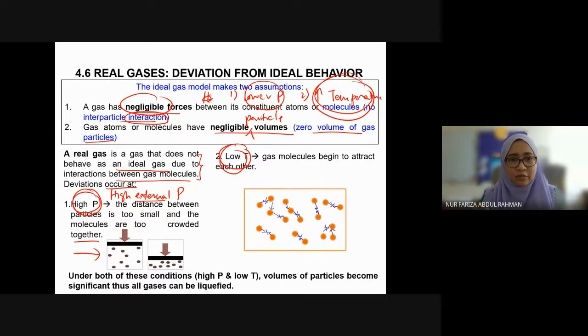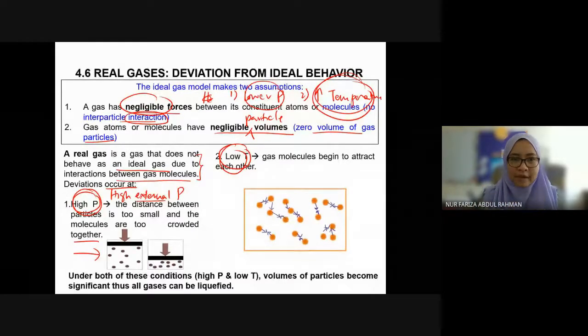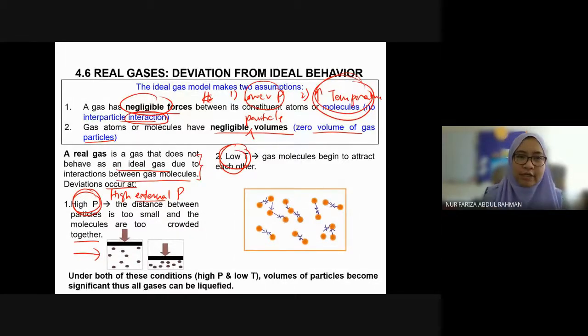Speed jadi slower. Bila dia collide with the wall of the container, will it be as impactful kalau compared to if kita assume there's no forces between them? No. Dia tak jadi impactful lah. The collision will be not as impactful. So the pressure will be lowered. The internal pressure will be lowered.